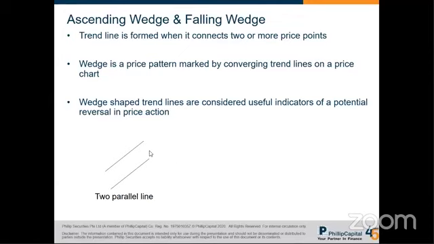Usually we see two parallel lines. What do you call this? Just now, at the start of the webinar, I shared this. Okay, I think some of you got it correct. This one is called a channel. A channel is not an ascending or falling wedge. So this is called a channel.